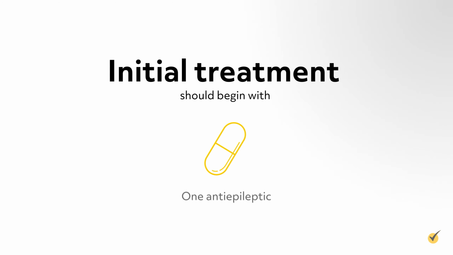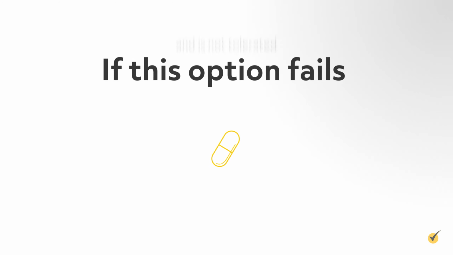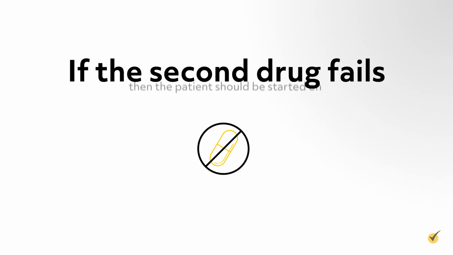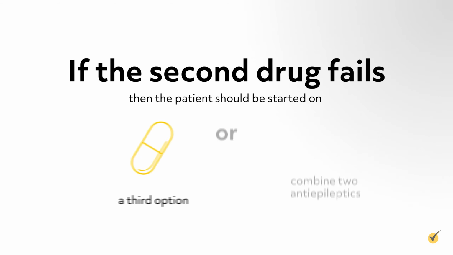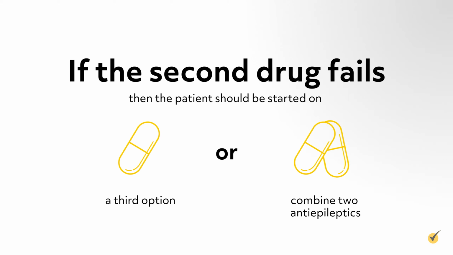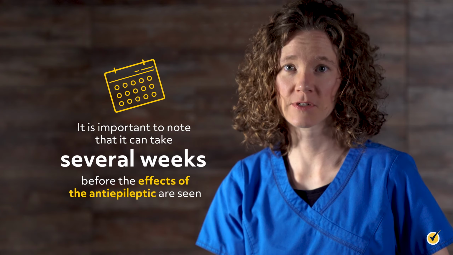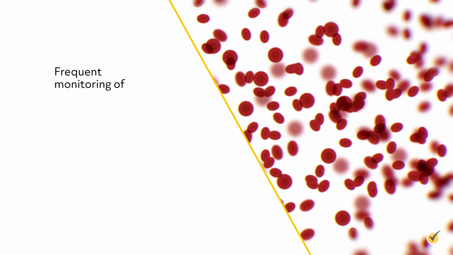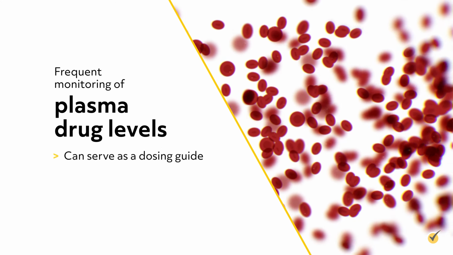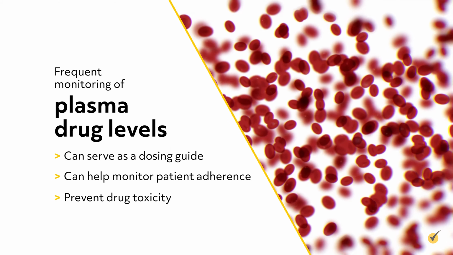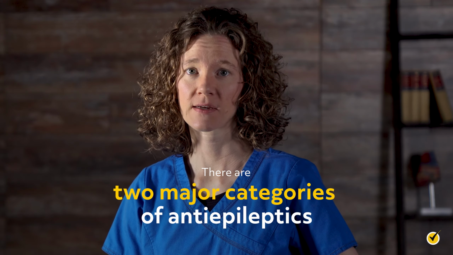As far as treatment goes, initial treatment should begin with one antiepileptic. If this option fails and is not tolerated, it should be discontinued and another antiepileptic started. If the second drug fails, then the patient should be started on a third option or combine 2 antiepileptics. It is important to note that it can take several weeks before the effects of the antiepileptic are seen. Frequent monitoring of plasma drug levels can serve as a dosing guide and can help monitor patient adherence and prevent drug toxicity. There are 2 major categories of antiepileptics.